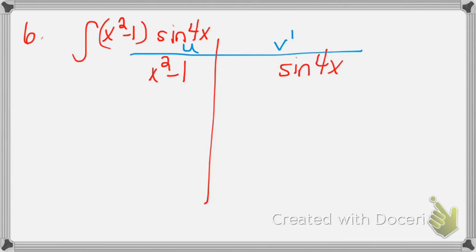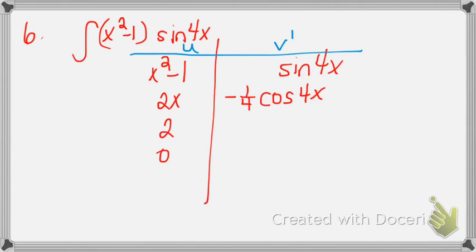Because in the table you need it written that way. Alright, so on the u side, just find the derivatives till you get down to 0. On the v prime, you got to find the antiderivatives. So you have to think about the u substitution with that 4x. This would be 1/4, negative 1/4 cosine of 4x, because the antiderivative of sine is negative cosine.